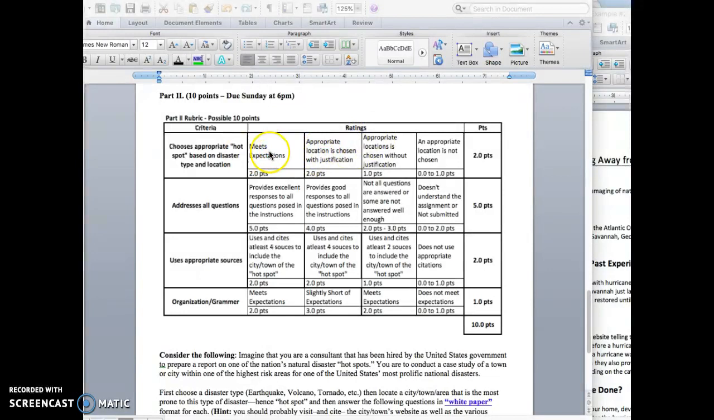And then, did you meet expectations? This should have been like 1.5 here, so sorry about that. But this is how it was graded.